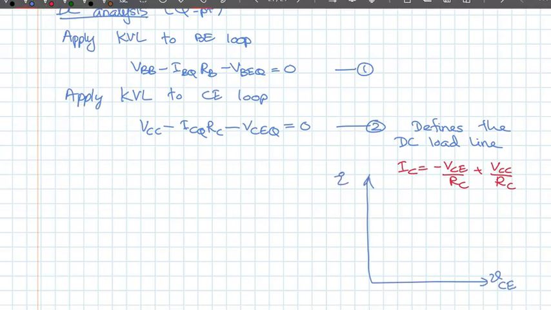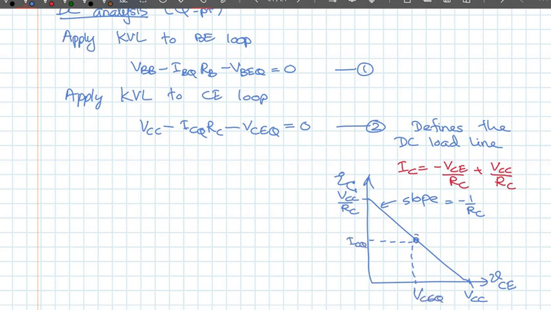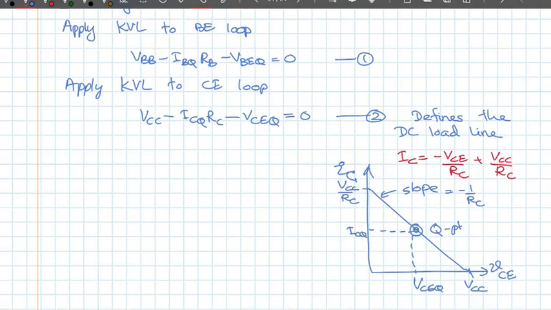So that will be your DC load line. It looks something like this, where this is my VCC, and this is VCC divided by RC. The slope is minus 1 over RC. That is your DC load line, and my Q point is somewhere here. This will be my VCEQ and ICQ, and this is my Q point. We know all that. Now the next thing is we need to do the AC analysis.